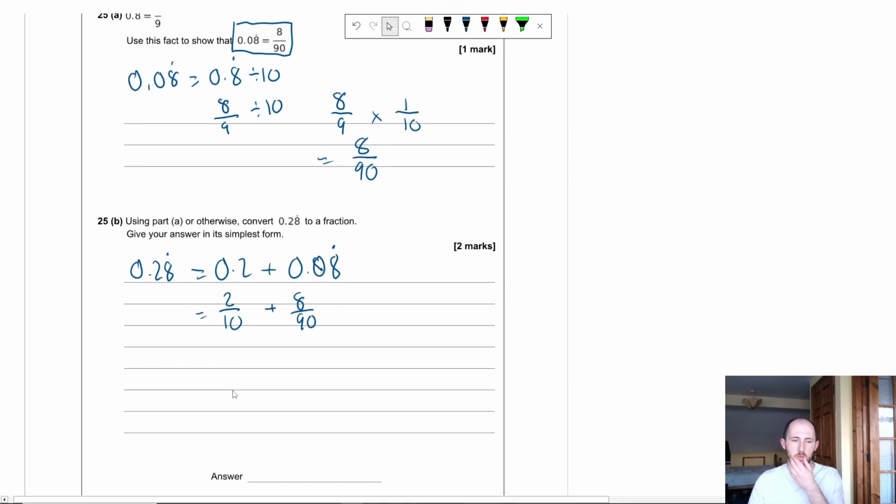Now, yes, you could have done that as 1/5 if you wanted to. So to make them the same, we're going to times this one by 9, top and bottom. We're left with 18 over 90 plus 8 over 90, which is equal to 26 over 90. Simplest form, so we can half it, we get 13 over 45, which is indeed the simplest form for that fraction. Cool.